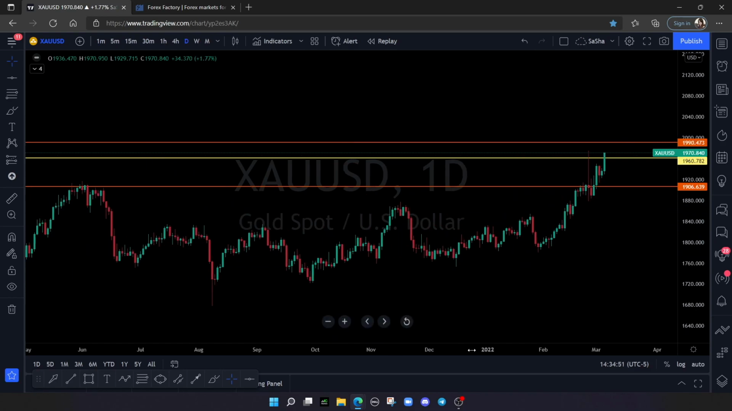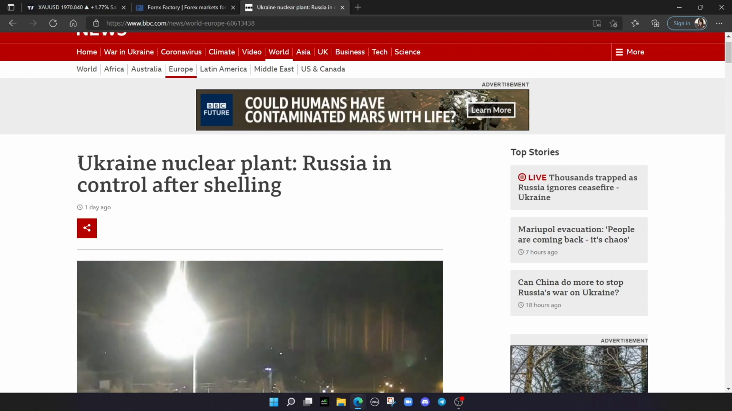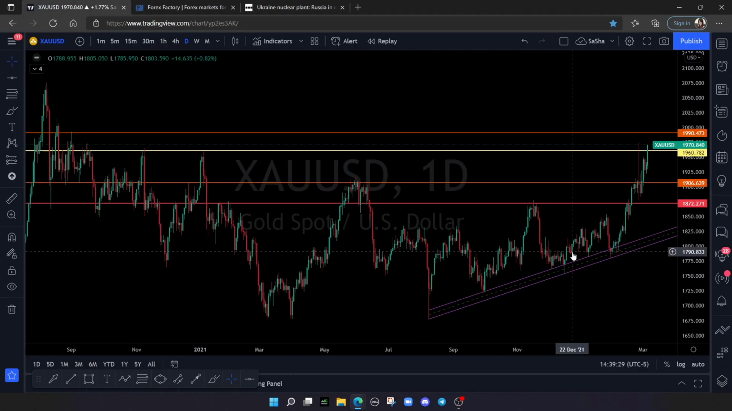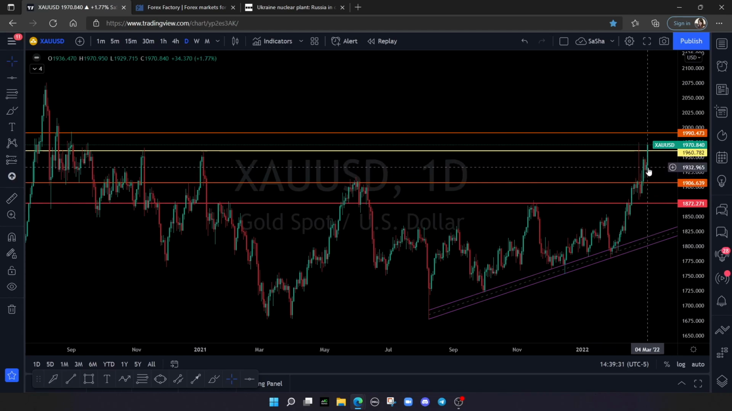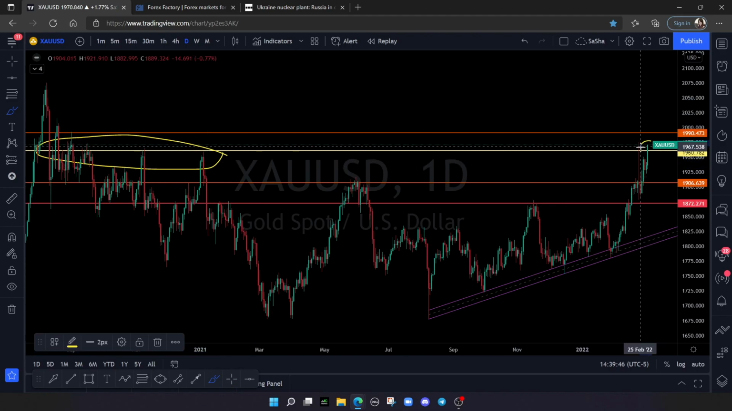Now, let's have a look at the daily chart. On Friday, when we came onto the chart for the Asian Zoom session, we already had this news: Ukraine nuclear plant, Russia in control after shelling. When there was a threat of fire and maybe nuclear radiation, and they finally took over, price only continued up and closed above the 1960 resistance level that we have here. This area. It has closed above that and is extremely bullish at this point.